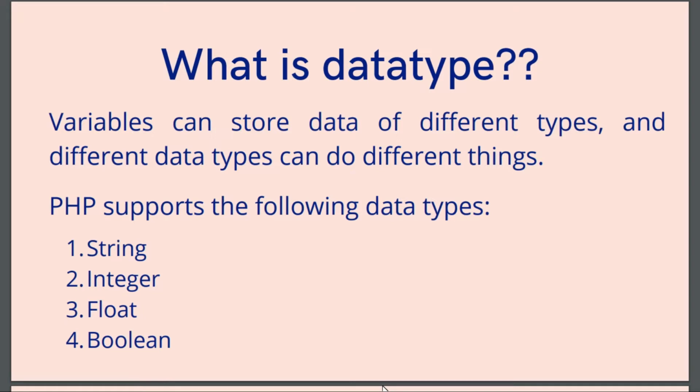What is a data type? A variable can store data of different types, and different data types can do different things. When we are creating a variable, we have to define the size of the variable, and this size is already defined when the server or compiler is made. In normal PHP we have four types of data types: string, integer, float, boolean.